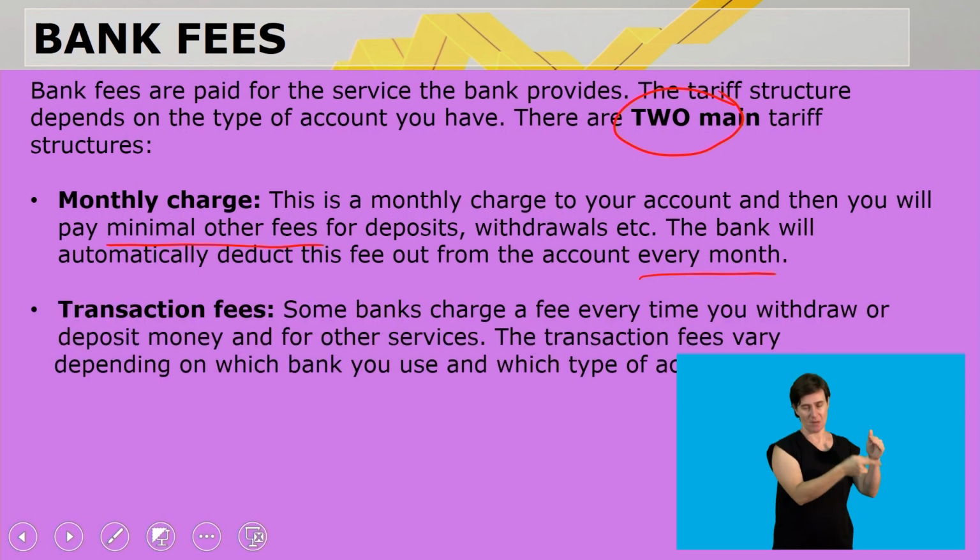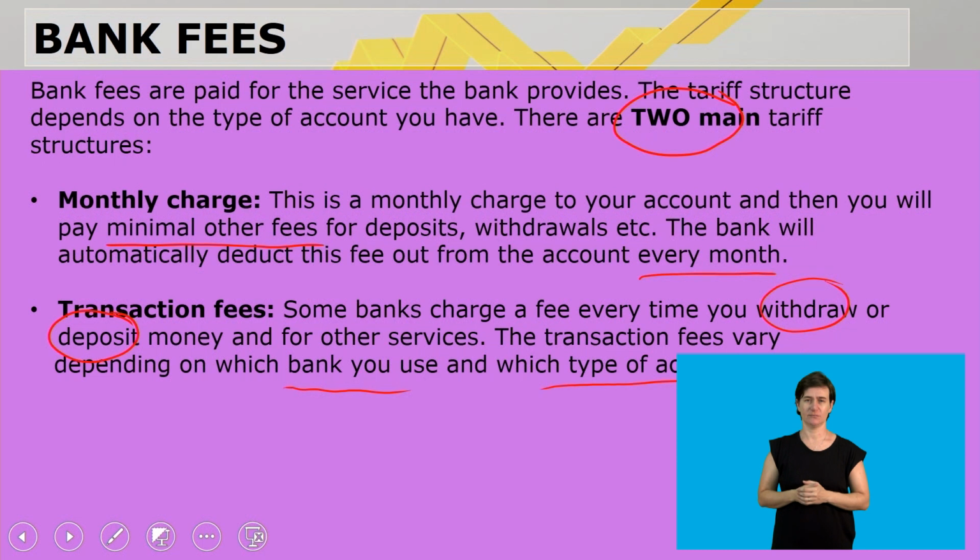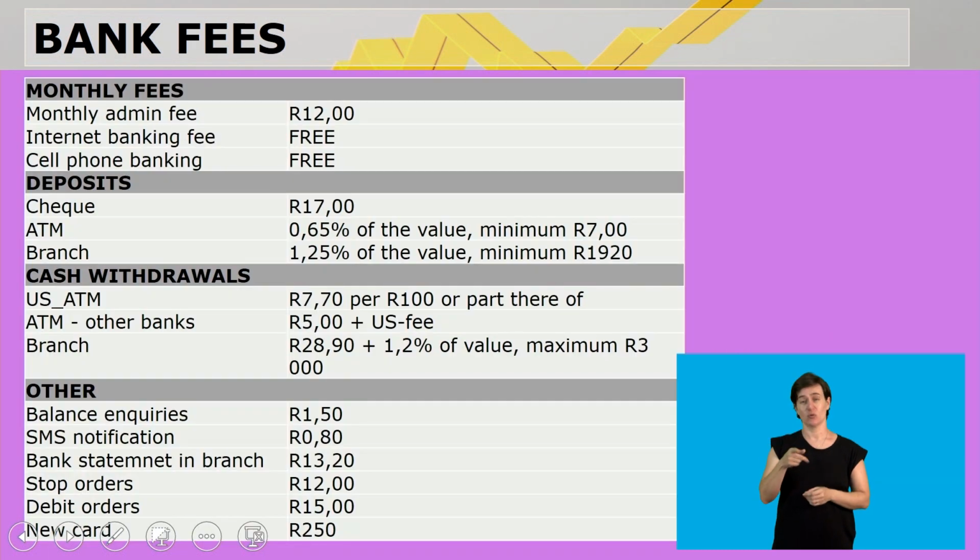And then the other one is where you've got transaction fees. There are no monthly fees, but some banks charge a fee every time you withdraw or deposit money and for other services. The transaction fee will differ depending on which bank you use and which type of account you have. Different accounts, different structures. Let's look at one of the examples of a tariff structure.